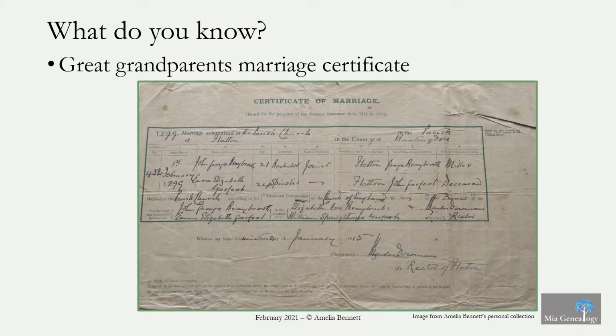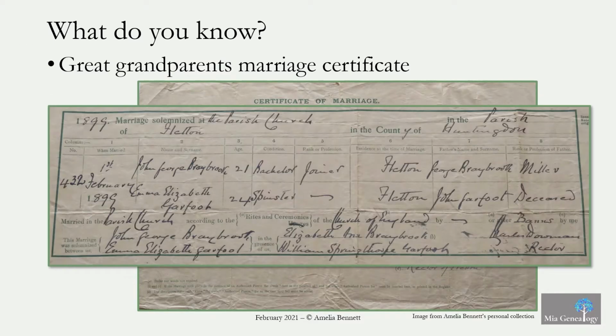So, how do you get started? Well, I was very lucky that my grandmother was able to give me her parents' marriage certificate. So here are my great-grandparents, John George Braybrook and Emma Elizabeth Garfoot. From this, I can see that John George was 21, and that means he was born, as the wedding was in 1899, about 1877 or 1878. The fact the wedding was in February means it's likely to be 1877.